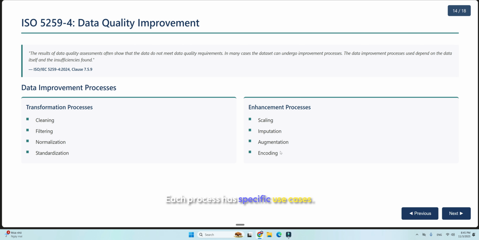Each process has specific use cases. Normalization helps when you have features with wildly different scales. Imputation helps when you have missing values. Augmentation helps when you don't have enough examples in certain categories. And so the standard provides guidance on when to use each technique and how to validate that it actually improved quality rather than introducing new problems.